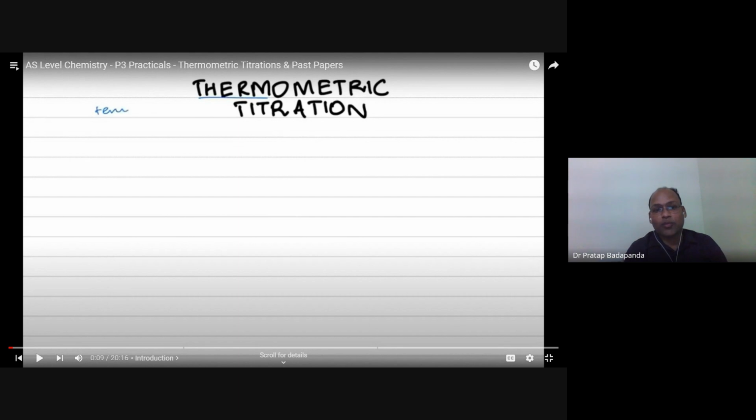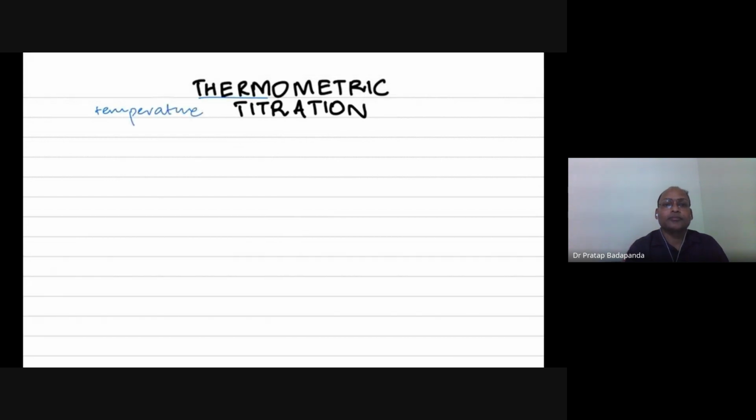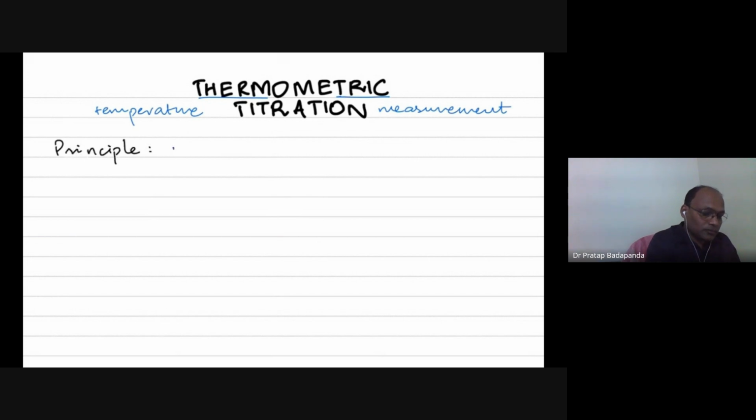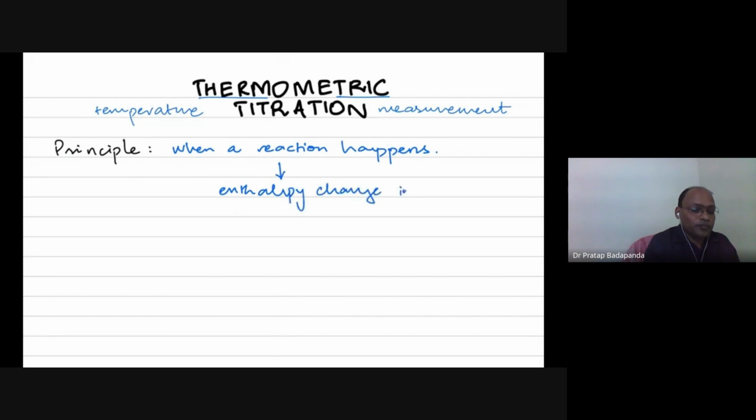Now let's understand what is thermometric titration and how does it work. Thermo means temperature, and metric means measurement. So thermometric means we are going to be measuring temperatures. The principle of this is that when a reaction happens, any reaction, there is some enthalpy change associated with that reaction, whether it's exo or endo. As a result, temperature changes.